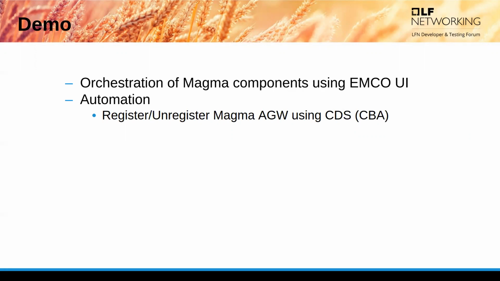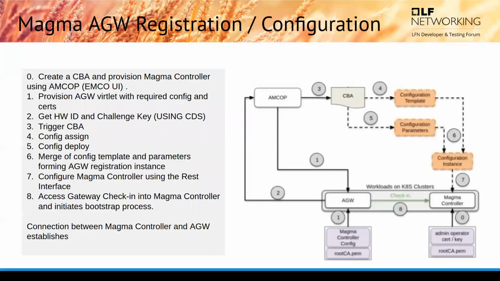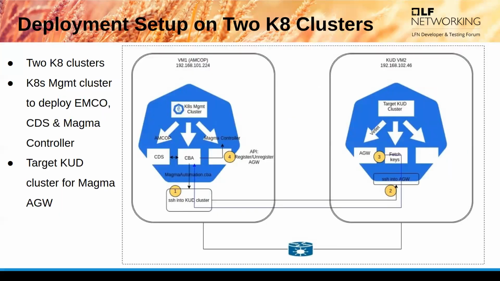Can I ask one quick question? Yeah, go ahead. I just wanted to understand. You said that CDS is predominantly used to automate where you get some kind of a key from AGW and then program the Magma controller, right? Correct. And you also mentioned, I didn't catch that, how do you get that key from AGW? Is it using SSH, or is it some kind of a RESTful API?